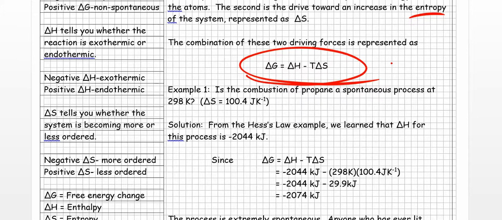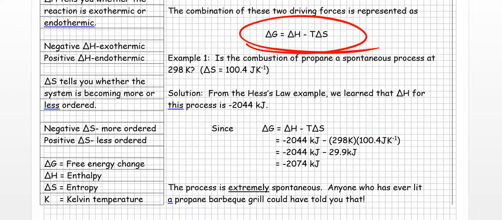So let's take a look at an example. The question is, is the combustion of propane a spontaneous process at 298 Kelvin? And they tell us that the delta S is 100.4 joules per degree Kelvin. Now, we've already looked previously at this particular compound. We looked at propane when we were talking about Hess's law. But what we want to do now is determine whether this process is spontaneous or not. Will it eventually, inevitably occur? That's what we really want to know.